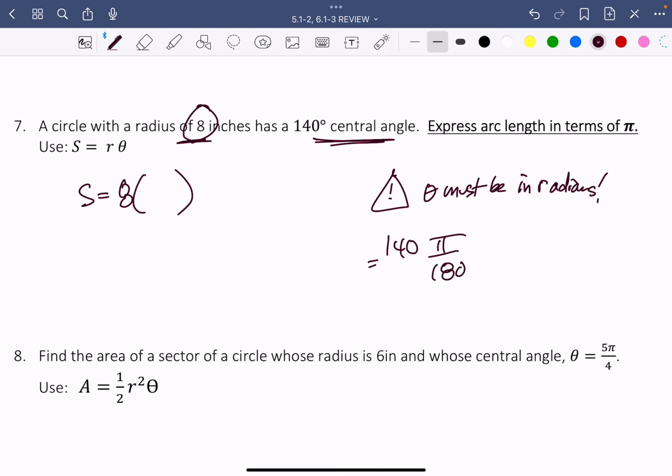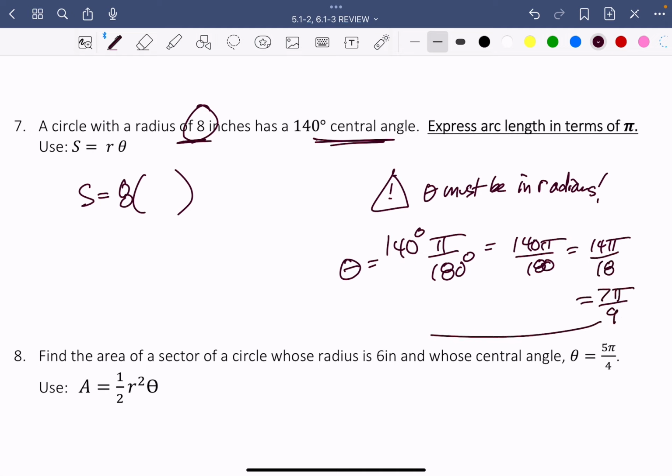The degrees cancel out, and you get 140 pi over 180. Well, you can divide them both by 10 and get 14 pi over 18. Divide them both by 2, and you get 7 pi over 9. So that's the theta you put in here. 7 pi over 9. So we get 56 pi over 9, that many inches.